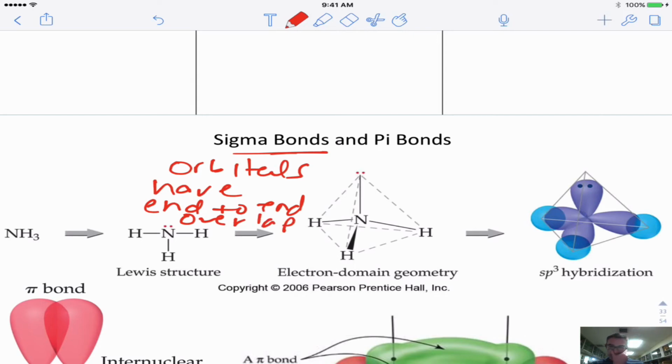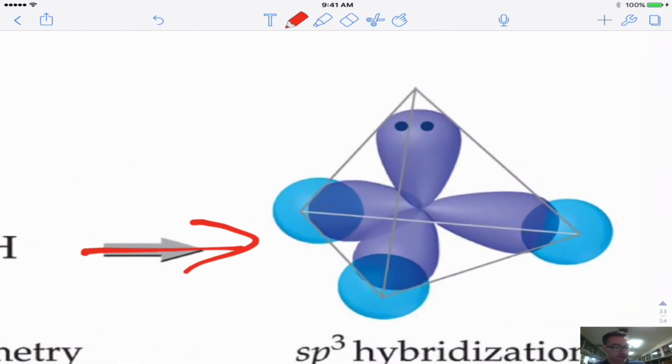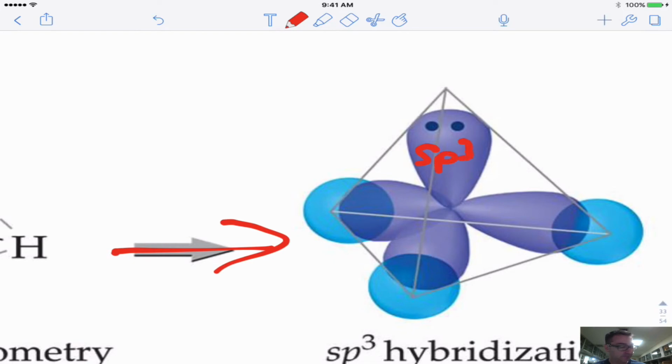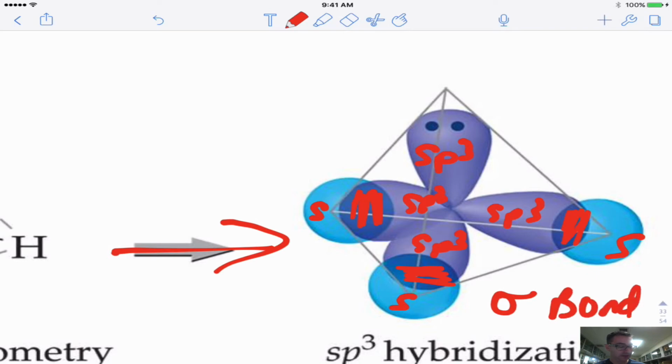So what does that look like? Well, what that looks like is, here's my NH3, and they show it with the orbitals. Each one of these in here, if we zoom in, are sp3. These over here are the hydrogen's s orbitals in blue. This overlap right here that I'm going to shade in red is an end-to-end overlap. And this is called a sigma bond. So in this case, there would be 3 sigma bonds.